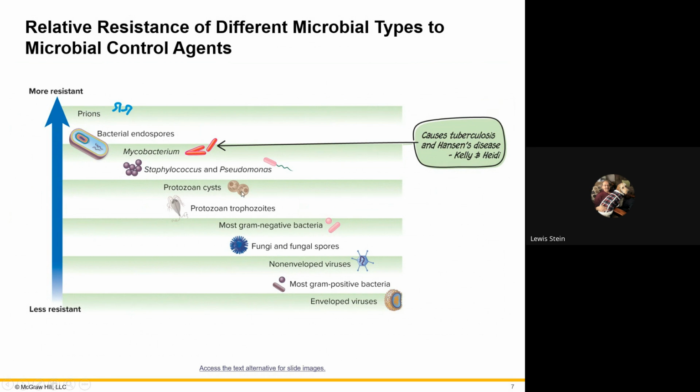Here are those protozoan cysts. When they're not in the cyst form, they're called trophozoites. That's the active and spreading form. We will get to that when we talk more about the individual diseases. Gram-negatives, fungi, naked viruses. And now, gram-positive bacteria and enveloped viruses, relatively easy to get rid of.